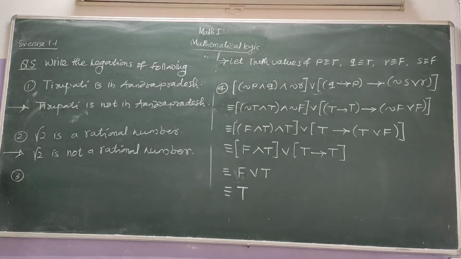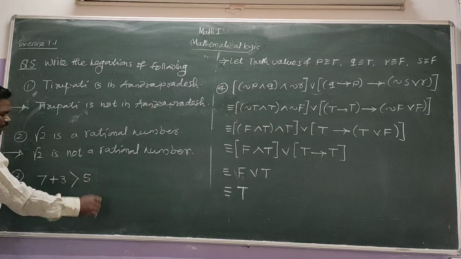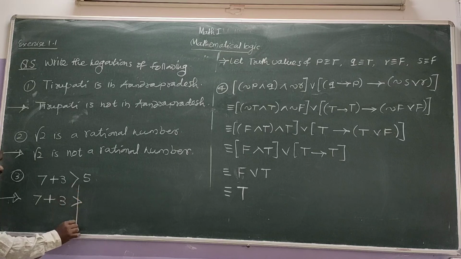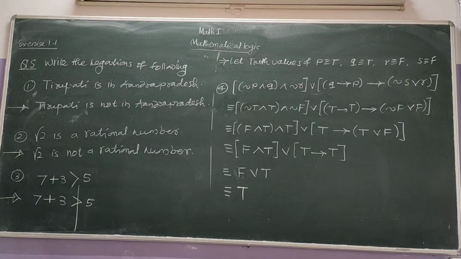Third example: 7 plus 3 is greater than 5. Therefore, its negation is 7 plus 3 is not greater than 5. That is the negation of the statement. Remaining examples are for you to solve at home.